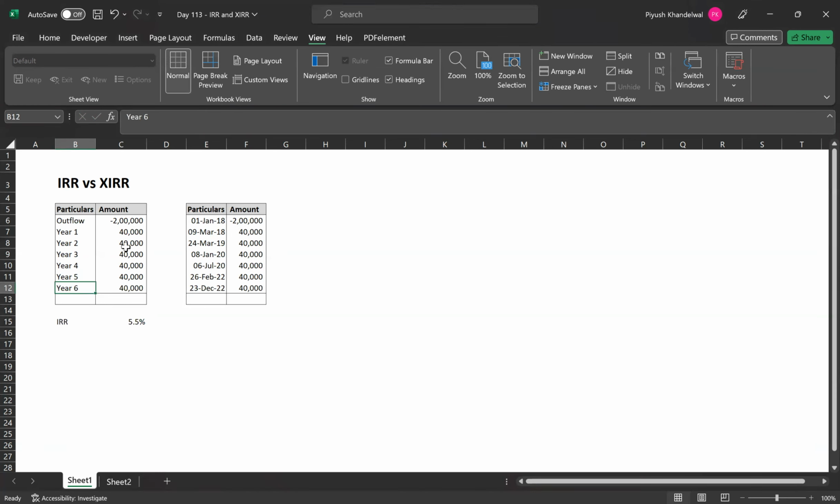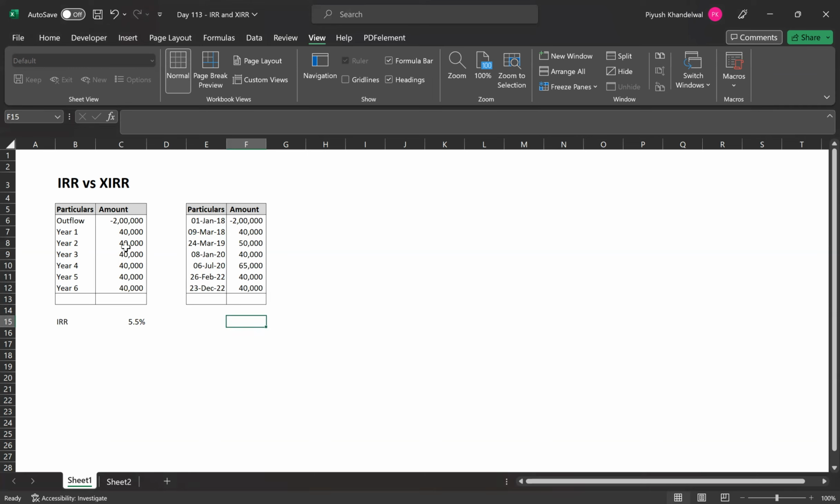Now, here you see in this example, all the cash flows are yearly cash flows. But what happens when you have sporadic cash flows? Like you invested on 1st January, but the first cash flow came in on 9th March, let's say, and even the amount of the cash flow is also different, right? So how do you calculate in this particular situation where there are different dates also and the cash flows are also different?